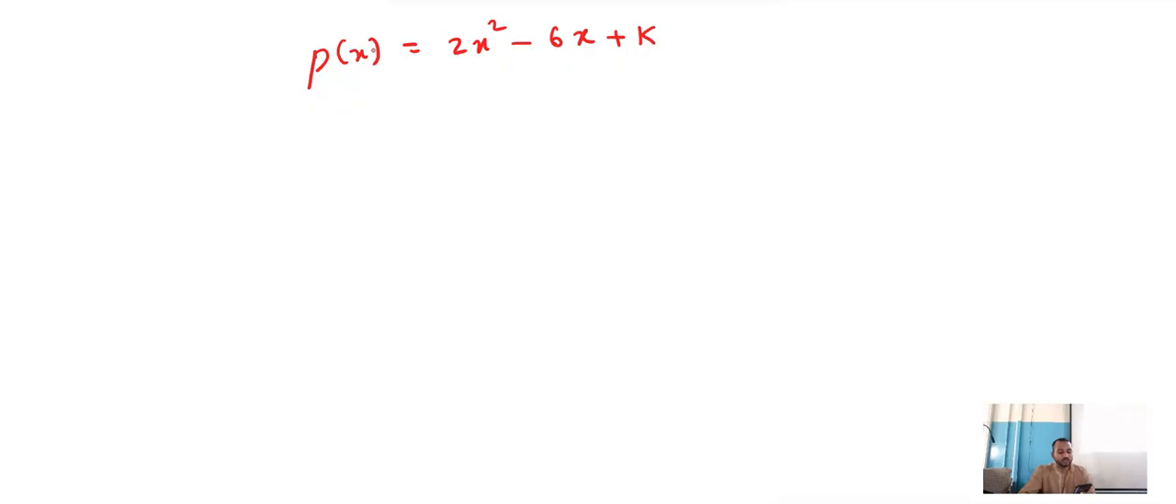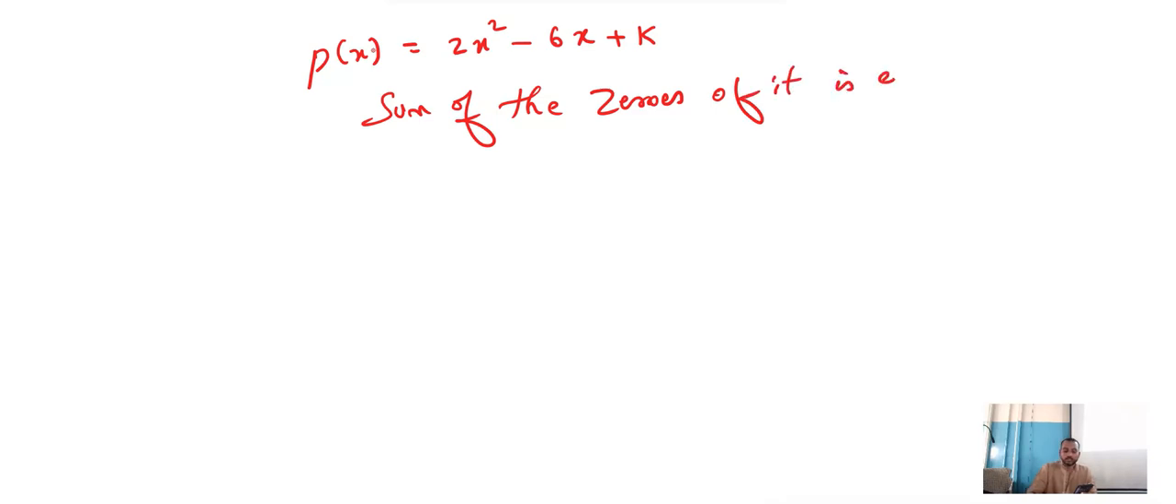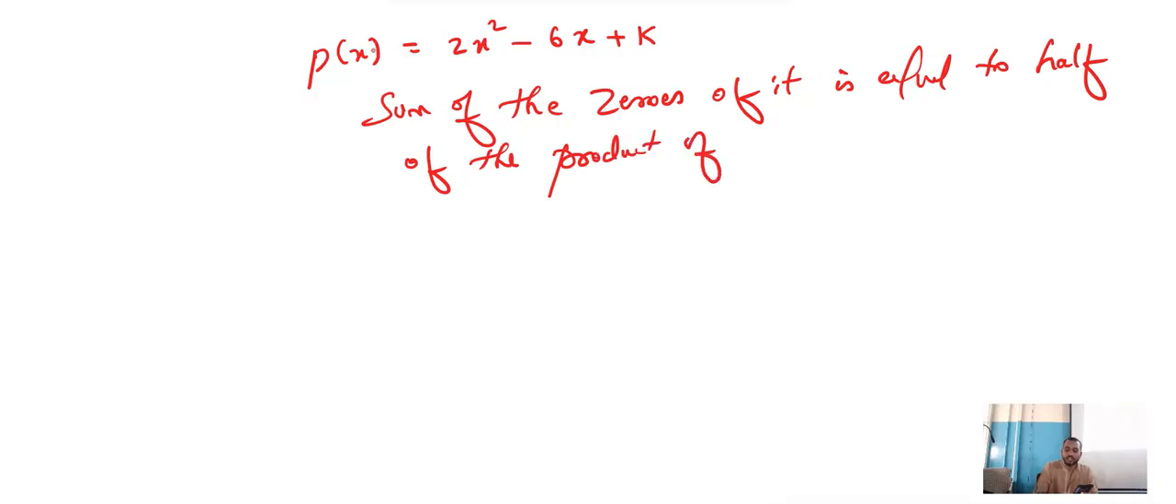sum of the zeros of it is equal to half of the product of their zeros.